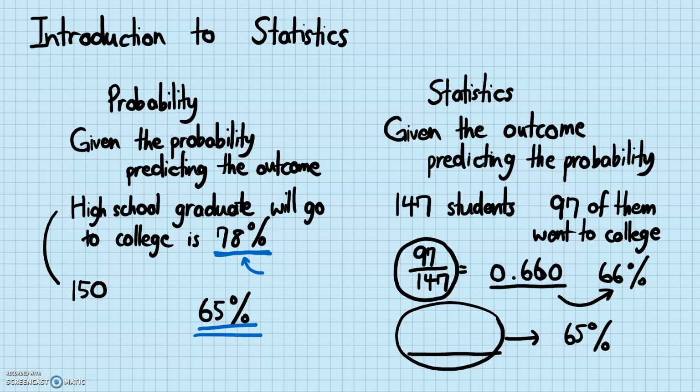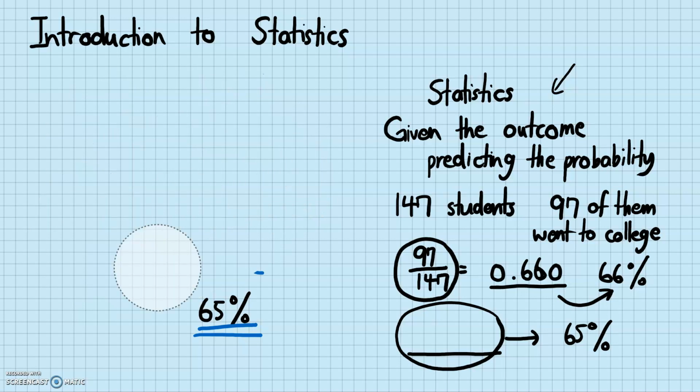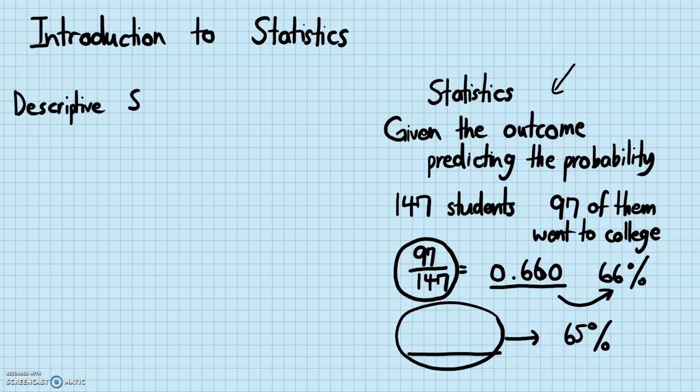Now there are two types of statistics. We've done probability in our previous section, so we'll be focusing on statistics for this one. One is called descriptive statistics, and another is called inferential statistics. And descriptive statistics is really just collecting data.